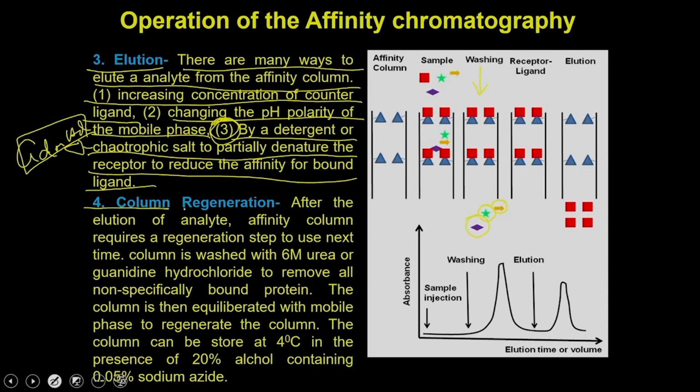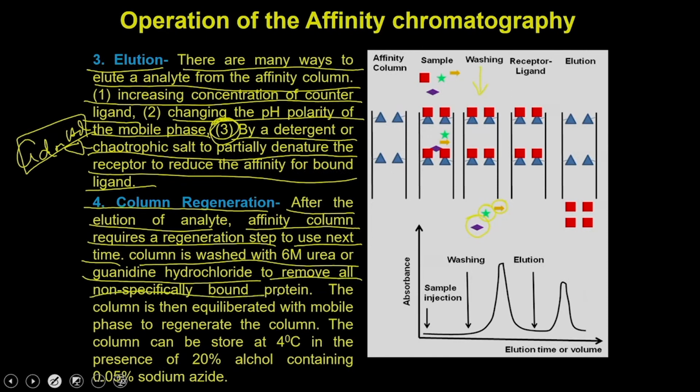The fourth is the column regeneration. Once you are done with the chromatography, you are going to do a column regeneration. After the elution of the analytes, affinity chromatography requires a regeneration step to use the column the next time. The column is washed with 6 molar urea or guanidinium hydrochloride to remove all non-specifically bound protein. The column is then equilibrated with the mobile phase to regenerate the column.